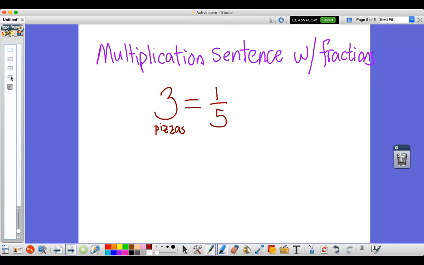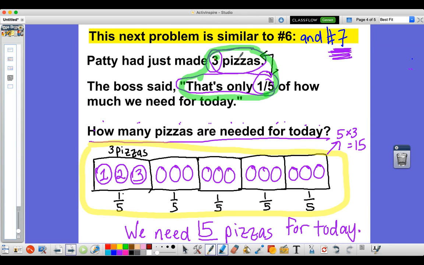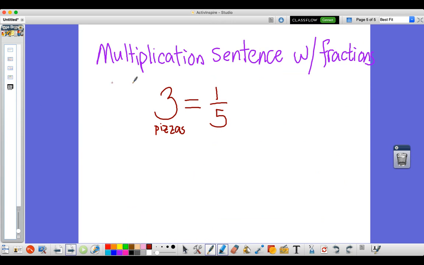All right, let's dig a little deeper and see if we can understand that. 3 pizzas is only 1/5 of how much we need for today. Wait, didn't we figure out that we needed 15 pizzas for today? All right, let me repeat that again. 3 pizzas is only 1/5 of how much we need for today. 3 pizzas is 1/5 of 15.